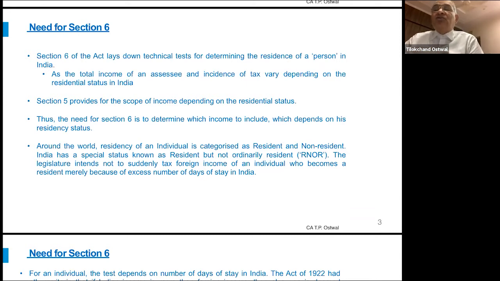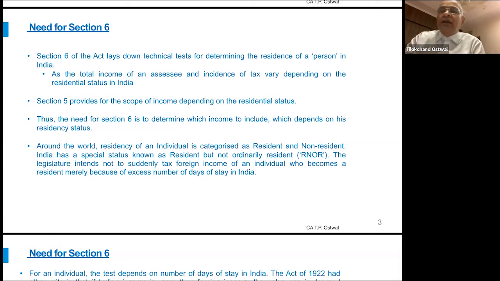Section 6, as you all know, is a test which decides the residential status of an individual. Section 6 also deals with the residential status of companies, also HUF and partnerships and all others. We are not right now dealing with entities other than individuals, but Section 6 was amended 2 years before to deal with the amendment for companies.